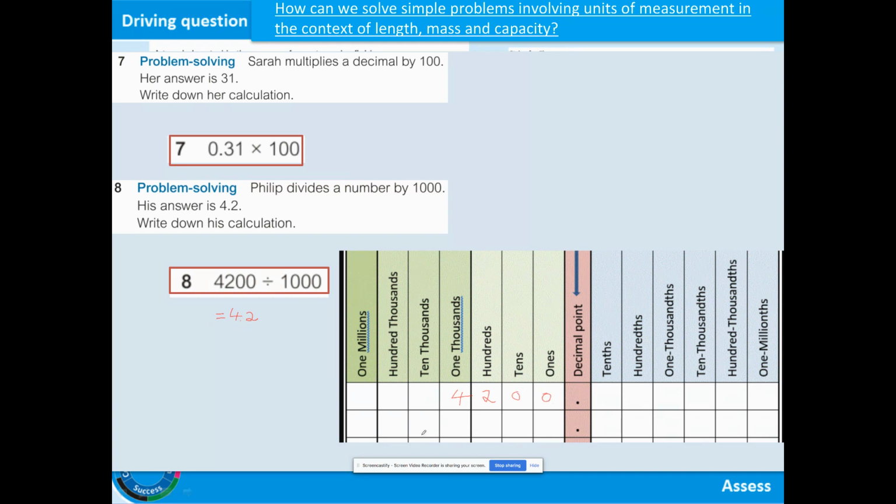It's going to move over 3 places. 1, 2, 3. The 4 is going to go there. The 2, 1, 2, 3. The 2 is going to go there, which is what the answer was that Philip got.